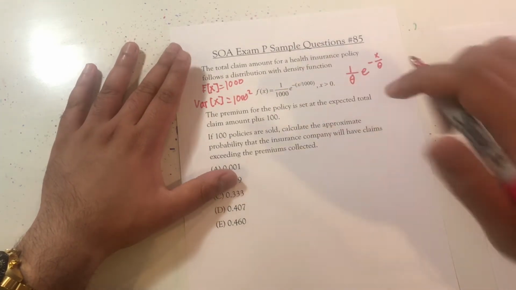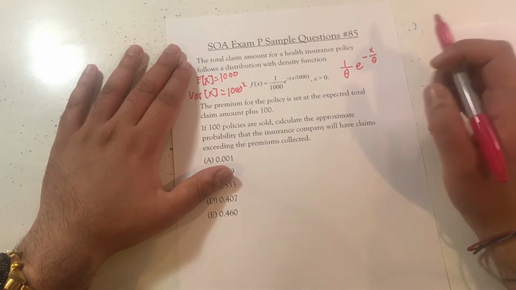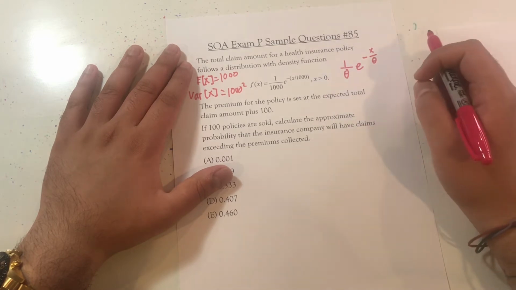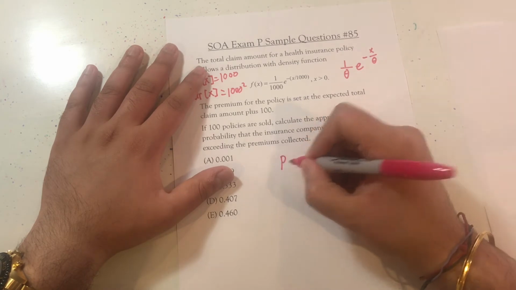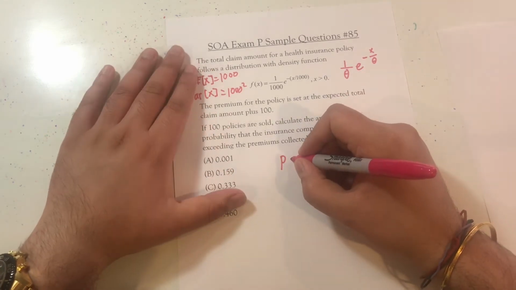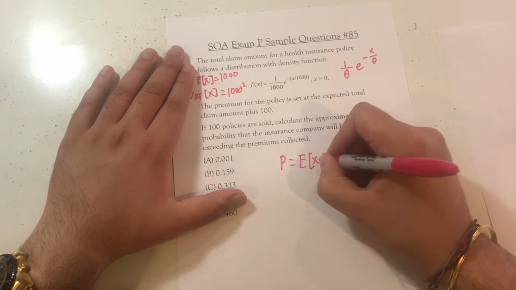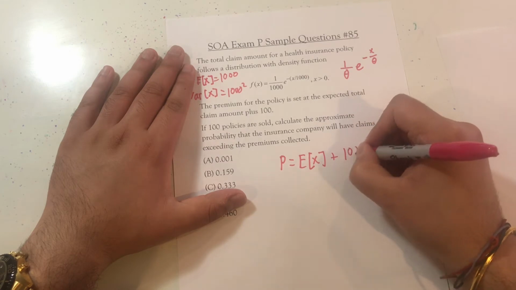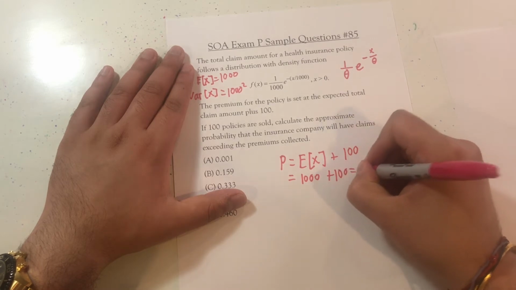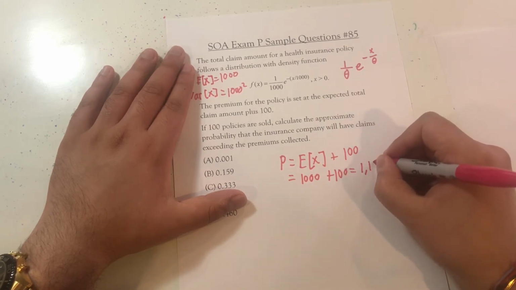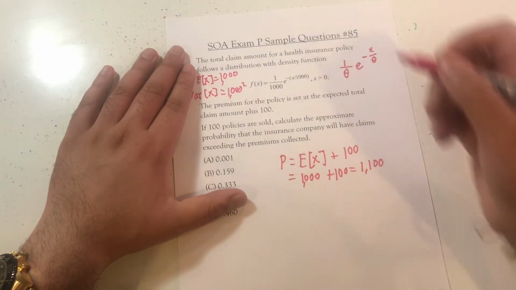So now that we've got that out of the way, let's look at our next bit of information. The premium for the policy is set at the expected total claim amount plus 100. So the premium, P, makes sense to call premium P, is equal to the expected total claim amount, which is E of X, plus 100, which happens to be 1,000 plus 100, which is 1,100. And there we go.